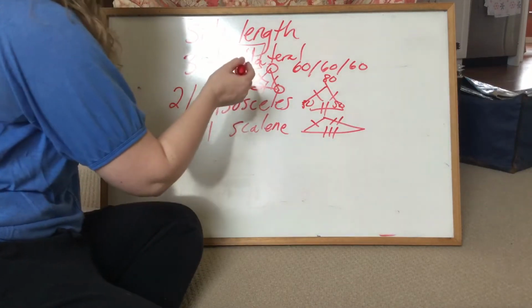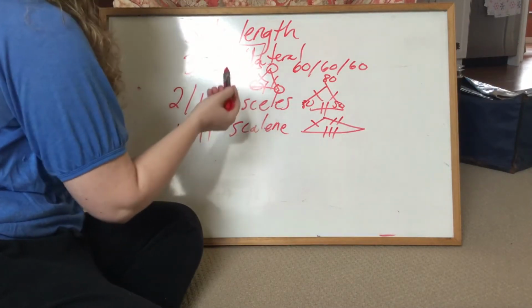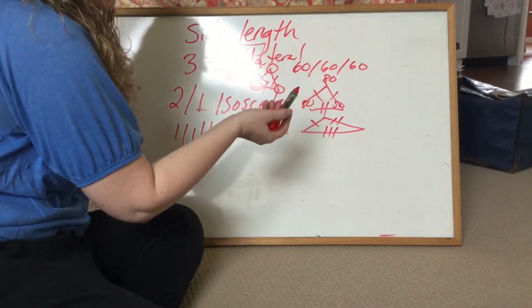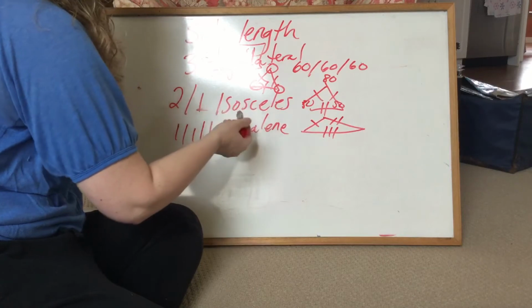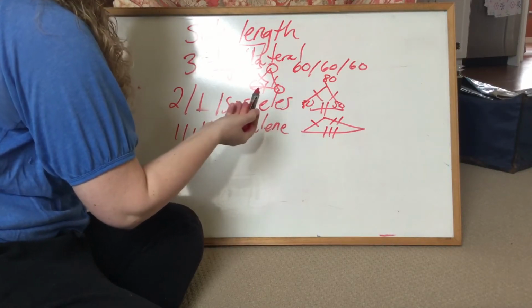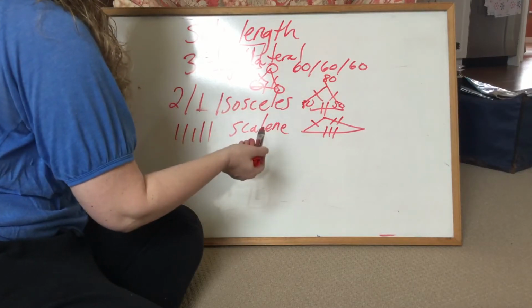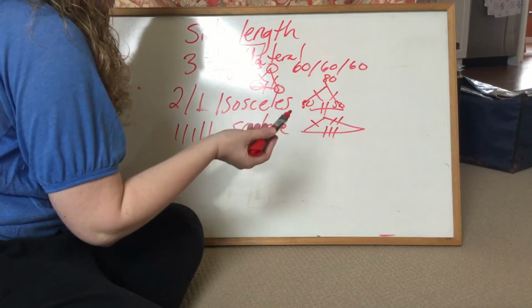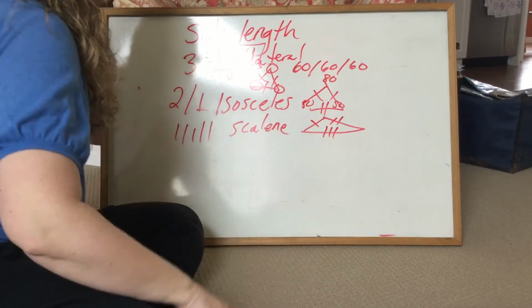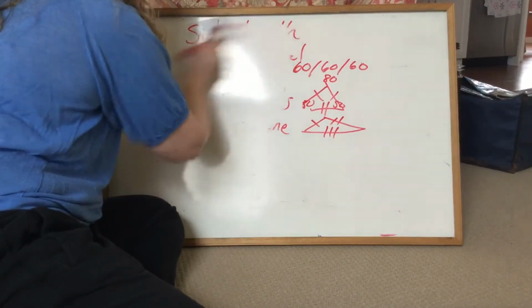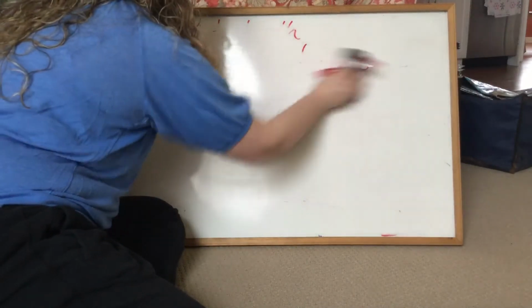Again, equilateral means that all three side lengths are the same, and also that all three angles are the same. Isosceles means that two sides are the same and one is different, and the same goes with the angles: one angle is different and two angles are the same. And scalene is all three sides different and all three angles different. So the first way to classify is by side length.